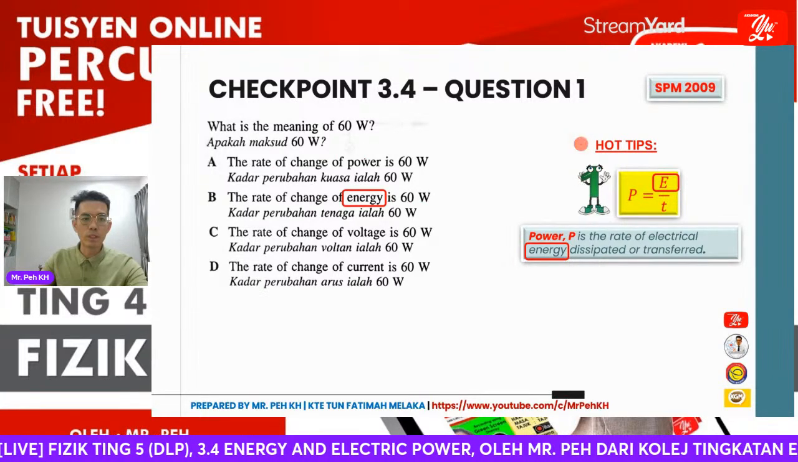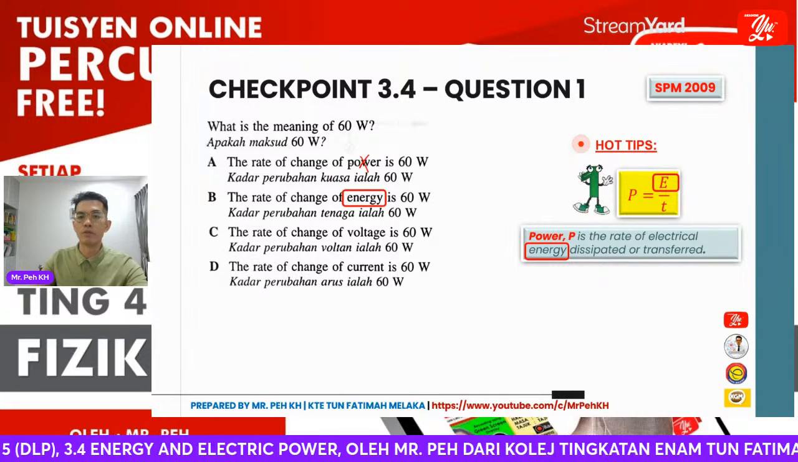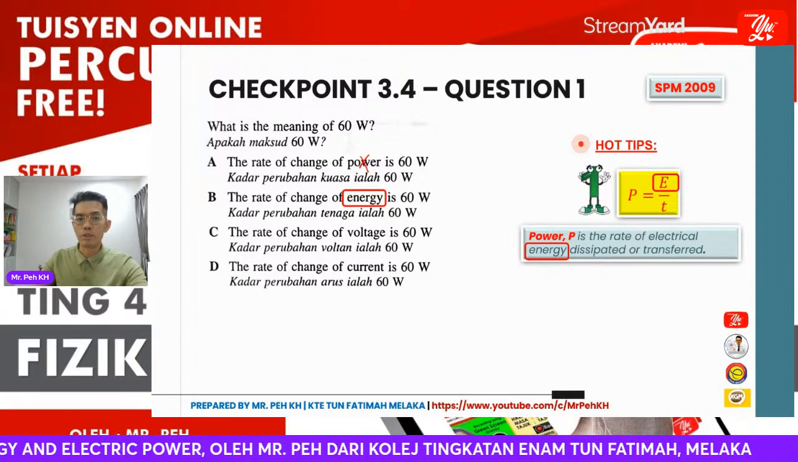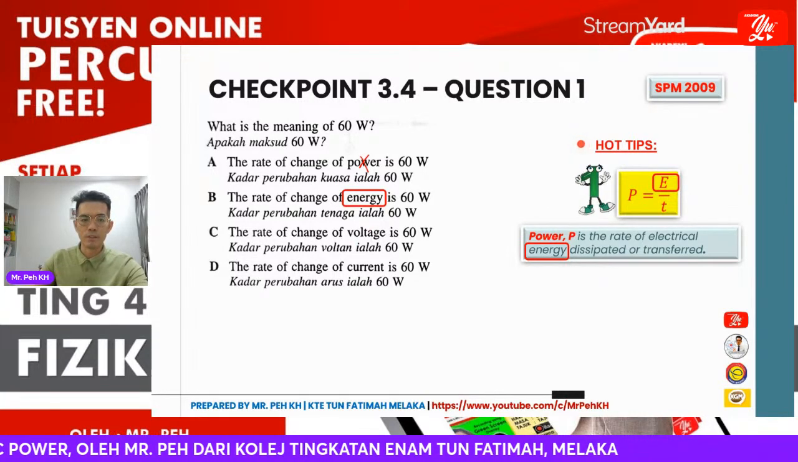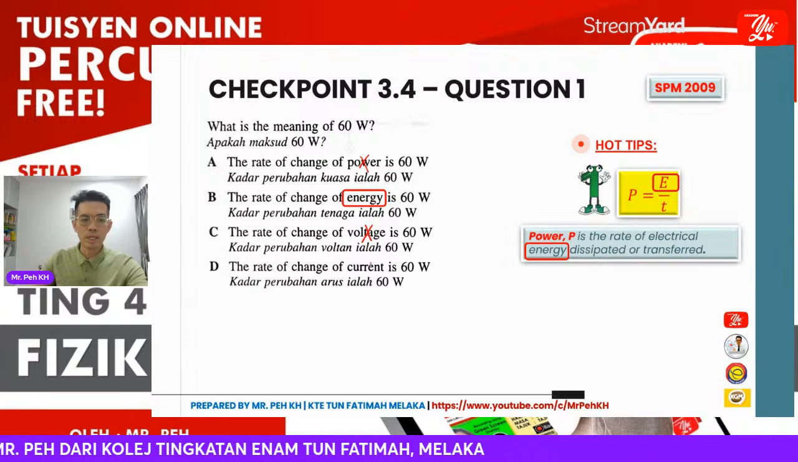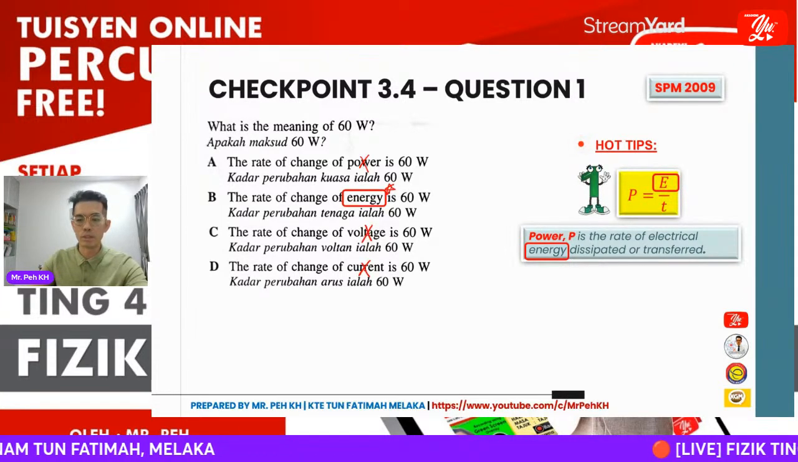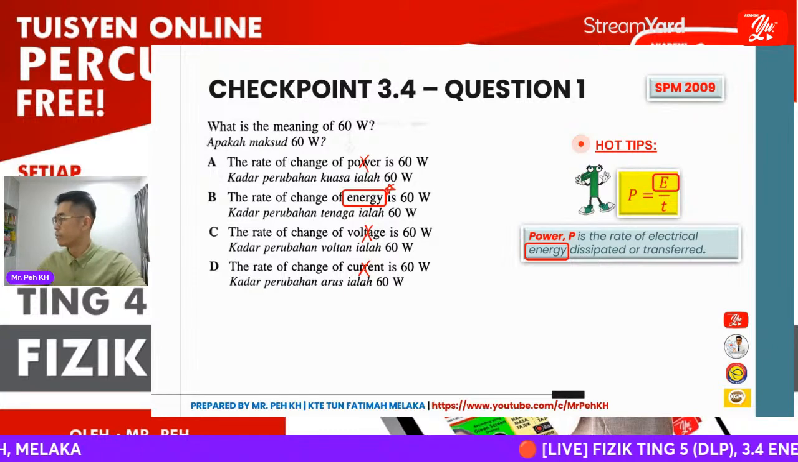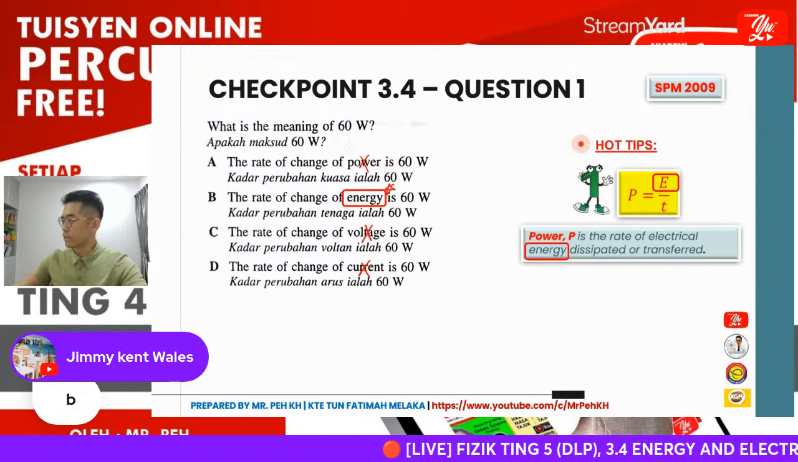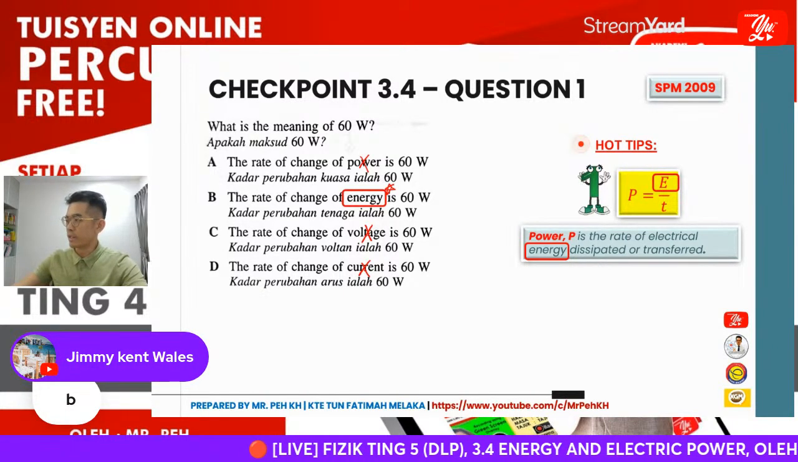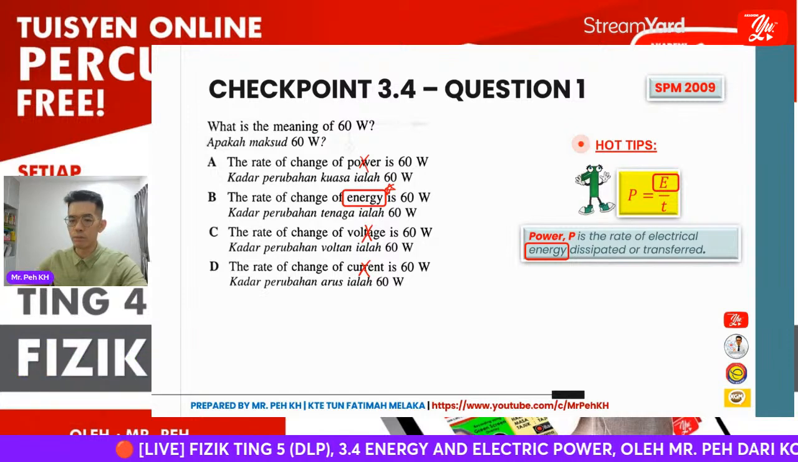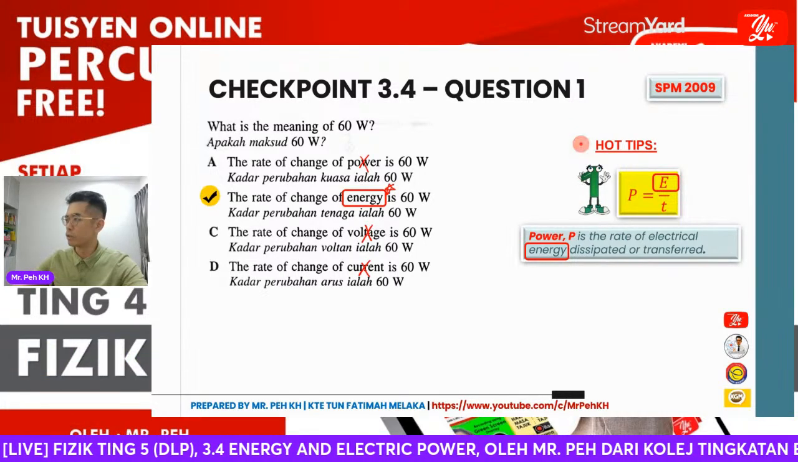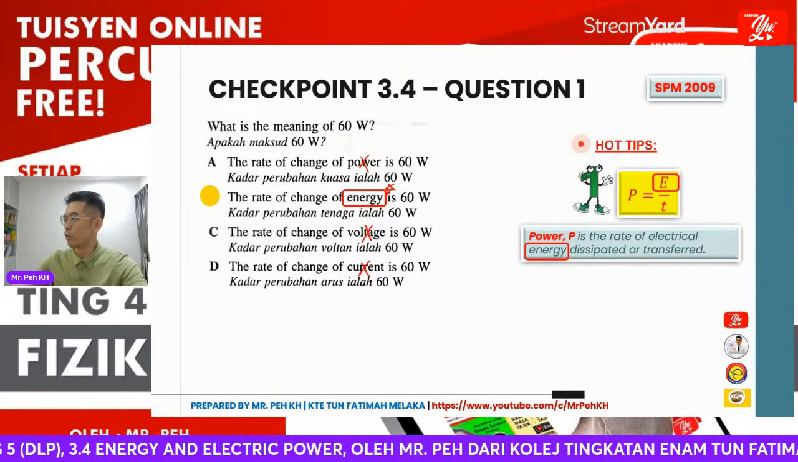The first option is power, so definitely it's wrong for the definition of power. And C and D, the voltage and current, are wrong. So we need to choose the term related to energy. The answer is very clear: it will be B. Okay, good. Jimmy showed me the correct answer already. Good try for Jimmy.